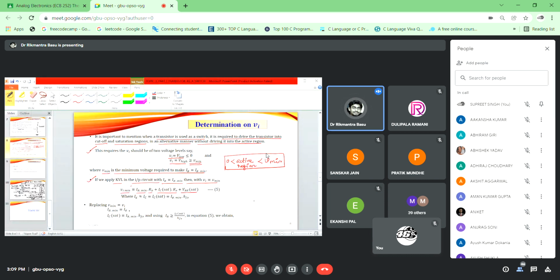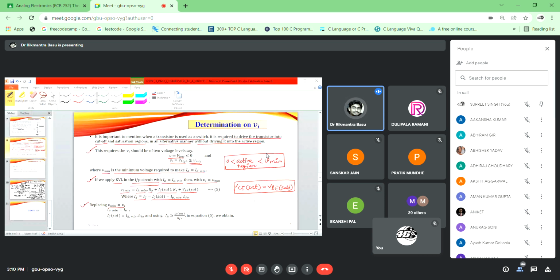We are applying at the input circuitry, that is also correspondingly VC sat, whatever the voltage drop, because VC sat is a constant value. There is also a constant, or nearly constant, base to emitter voltage drop, which we are defining as VBE sat, where IE almost equals IC sat equals IB minimum into HFE. Earlier in the active region, what were we doing? IC equals HFE IB. Now it is IC sat equals IB minimum of HFE.